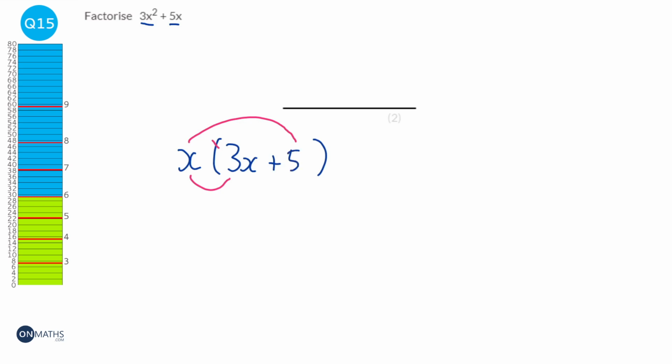And if you were to expand that set of brackets, you will get 3x squared plus 5x. So we know it's the correct one. And so our answer will be x brackets 3x plus 5.